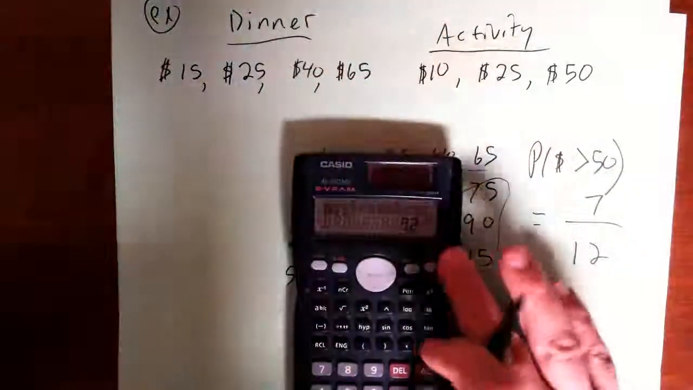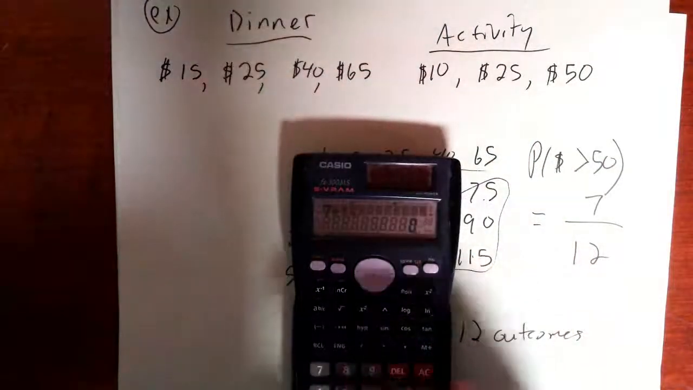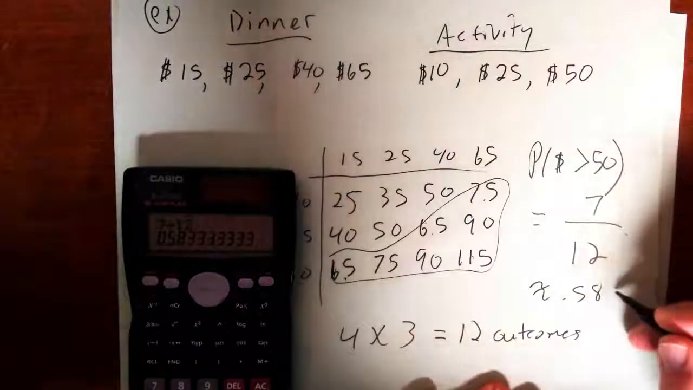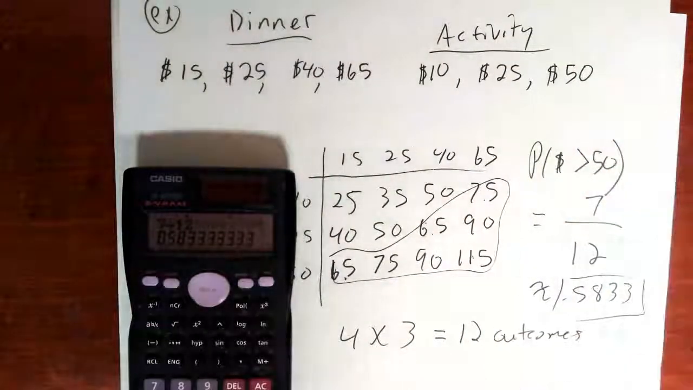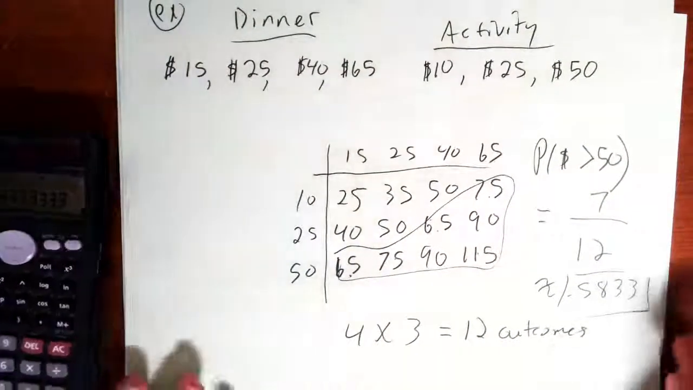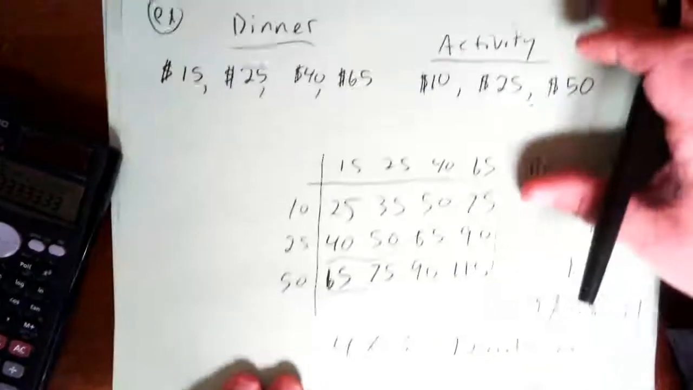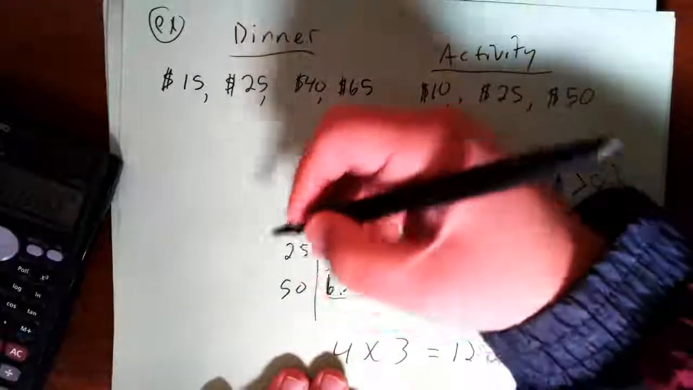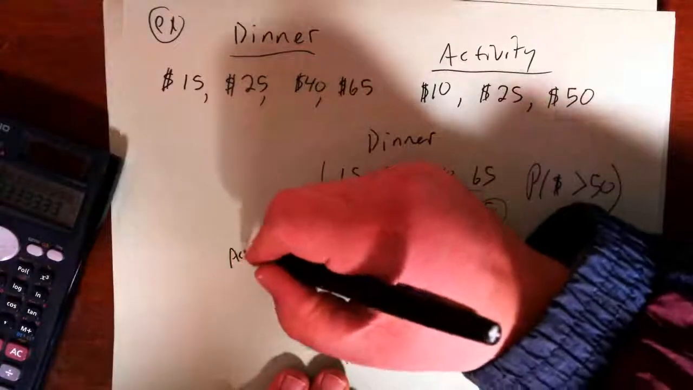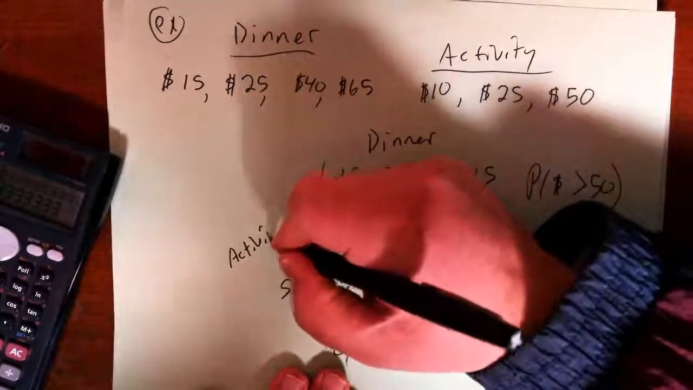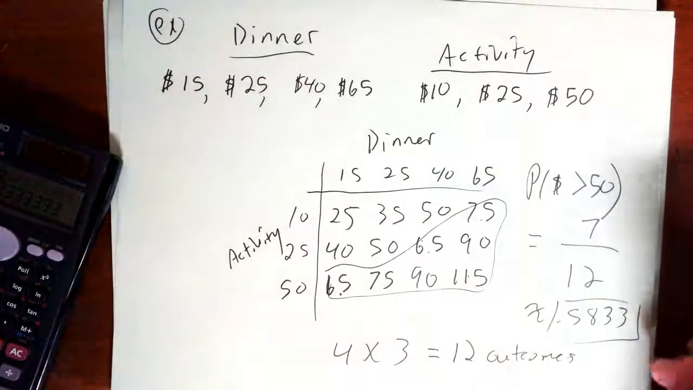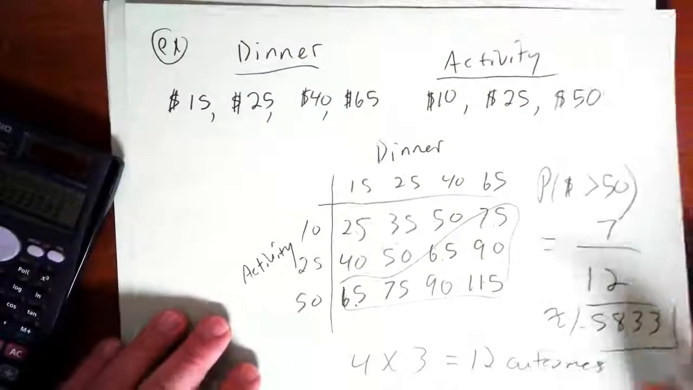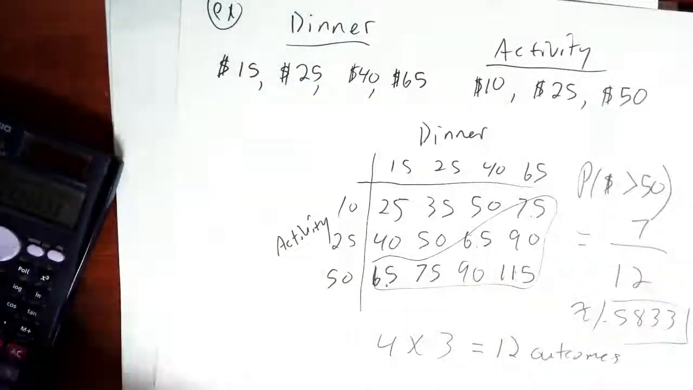And that's approximately 0.5833. That'd be the probability that it was strictly greater than 50. That's just an example of showing you how to use this same method for whenever you're doing a combination of two different things. You can set up a table like this. So in the next video, I got an activity for you to try similar to this.